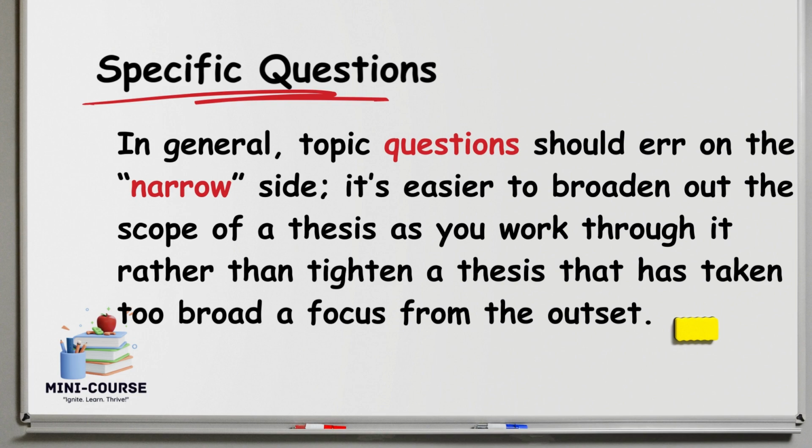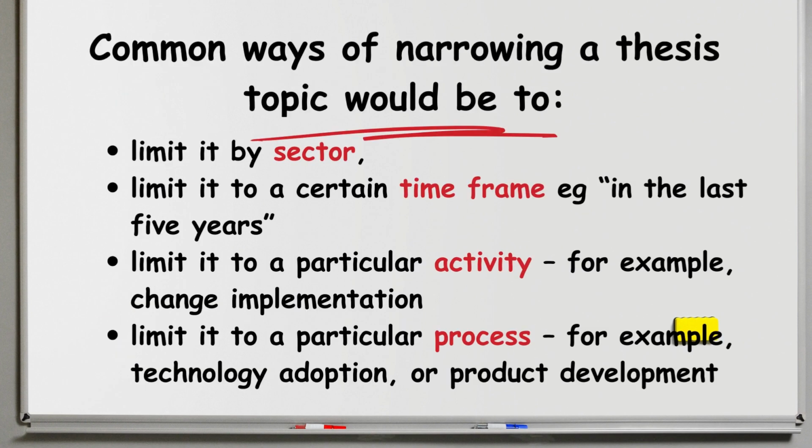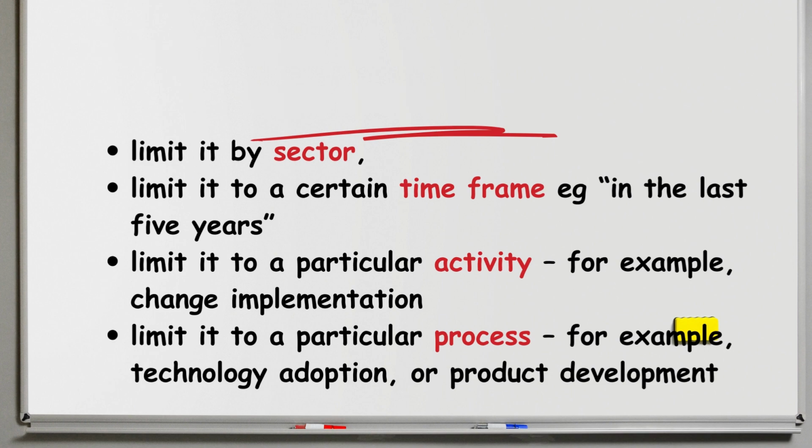It's easier to broaden out the scope of a thesis as you work through it rather than tighten a thesis that has taken too broad a focus from the outset. Common ways of narrowing a thesis topic would be to limit it by sector, limit it to a certain time frame, for example, in the last 5 years. Limit it to a particular activity, for example, change implementation. Limit it to a particular process, for example, technology adoption or product development.